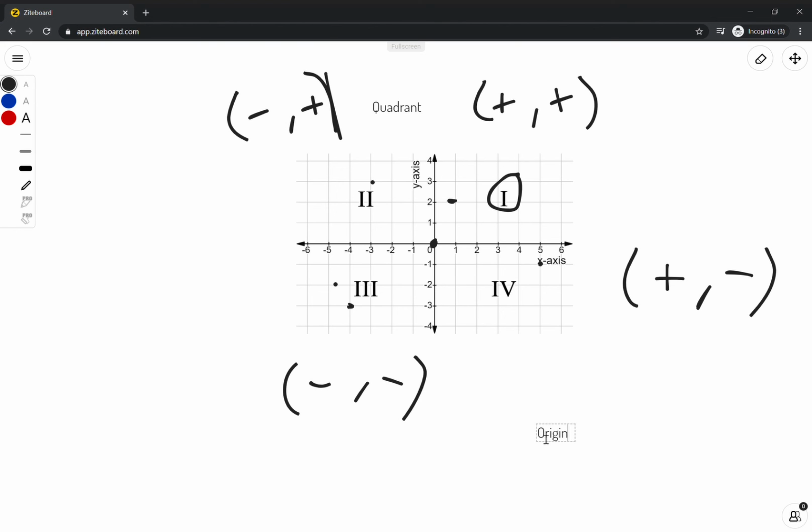So that's all for today. Just to recap, we learned how to plot points, and we learned what the quadrants are as well as the origin.